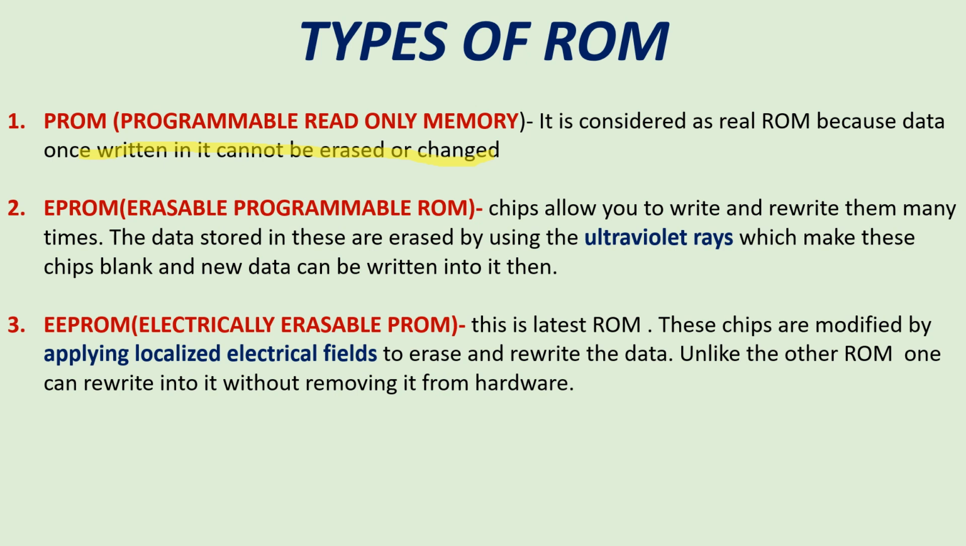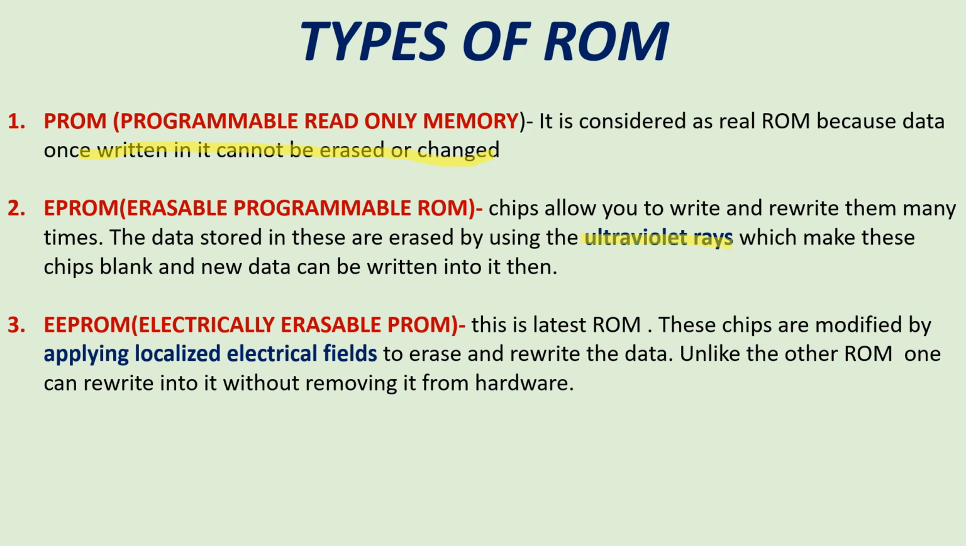Now second is EPROM, erasable programmable ROM. Actually EPROM में क्या होता है कि the data which was stored can be erased by using ultraviolet rays which makes the chip blank, and now we can write the new data in it. It allows us to write and rewrite them many times.